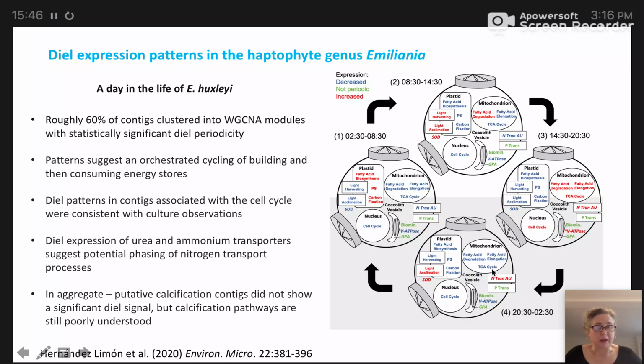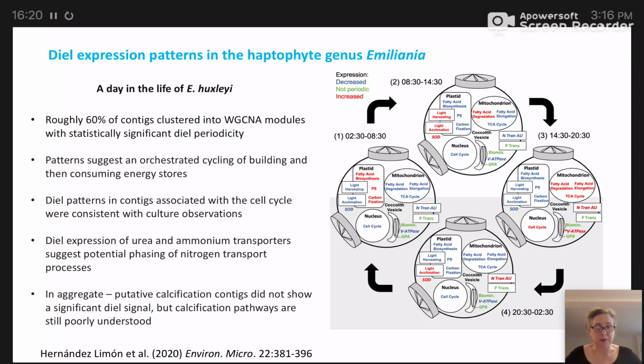There were diel patterns in contigs or transcripts associated with the cell cycle that were consistent with the timing of cell division observed in culture. There was diel expression of urea and ammonia transporters that suggest a potential phasing of nitrogen transport processes throughout the day and night for this species, and in aggregate, putative calcification contigs did not show a significant diel signal. The calcification pathways are still poorly understood for this species.